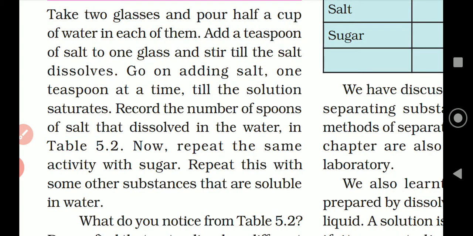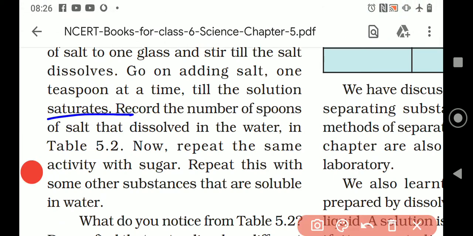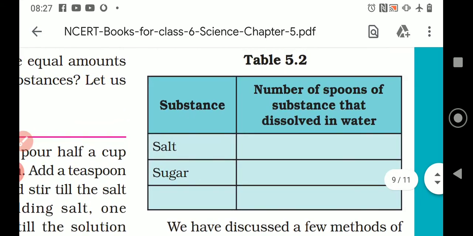Okay, children, now we are using this word saturates, means the solution is saturated, means no more salt is getting dissolved. If you are adding sugar, so no more sugar is getting dissolved. Okay, now record the number of spoons of the salt that is dissolved in the water in table 5.2. So this is table 5.2.